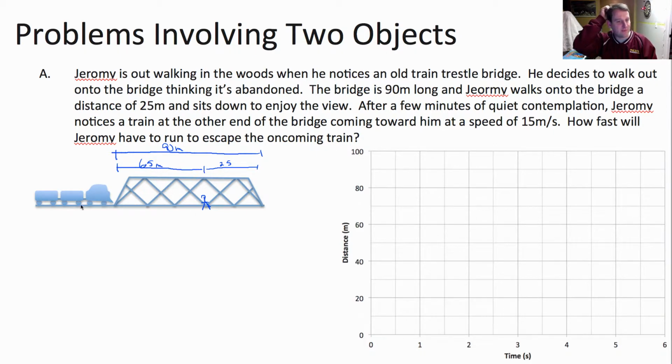So basically, when the train is coming this way, Jeremy is going to try to run off this way, and our train is moving this way at 15 meters per second. He's going to try and run off this way and escape the train. Hopefully he won't run towards the train, because that's not a good way to go, but he's going to run this way. So he'll have to run the 25 meters he walked on before the train gets to him.